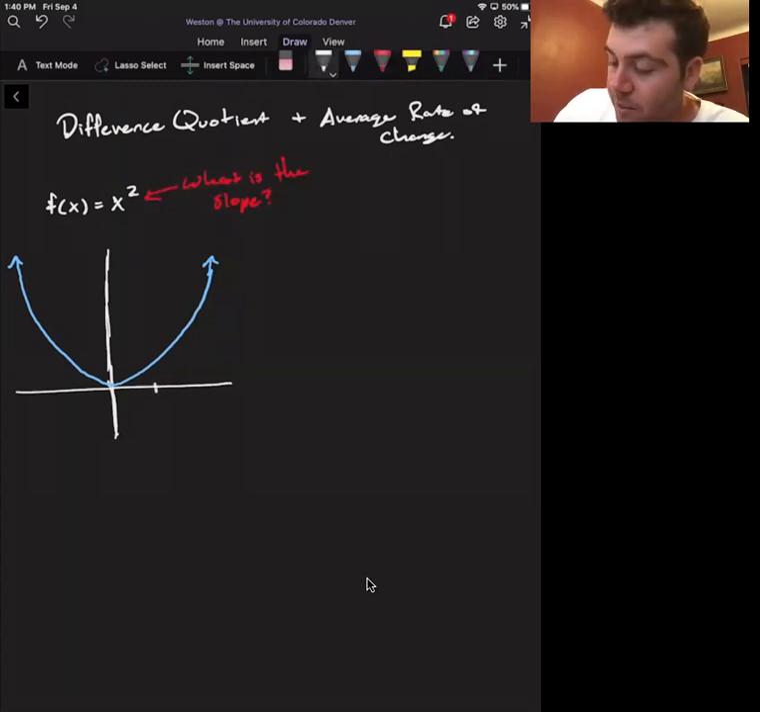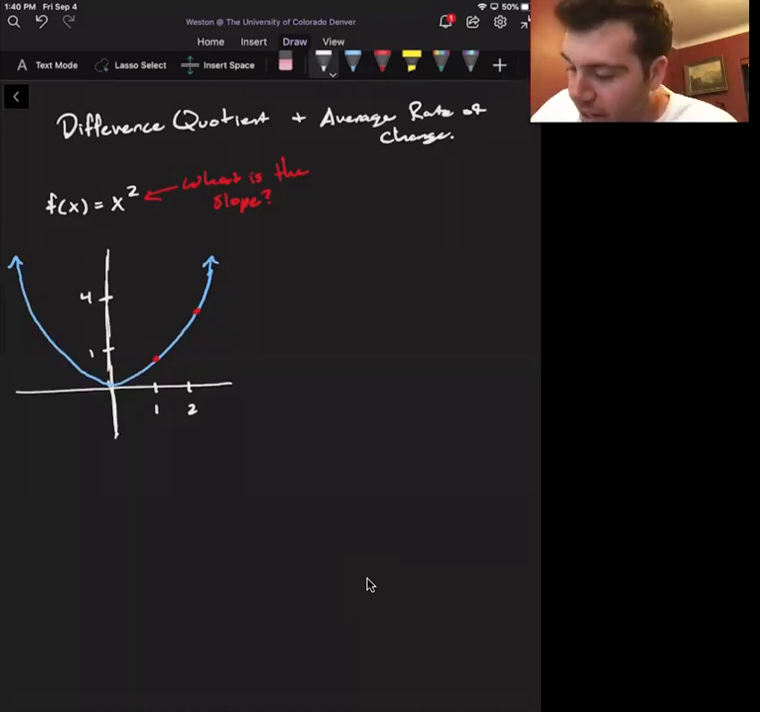If we're looking at f of x equals x squared, then we have 1, 2. Let's put a dot there for 1. And up here at 2. Over here at 4. Then this branch, when we're on this narrow region of this parabola, it actually looks fairly straight. So the difference quotient gives us an approximate for what this slope should be.